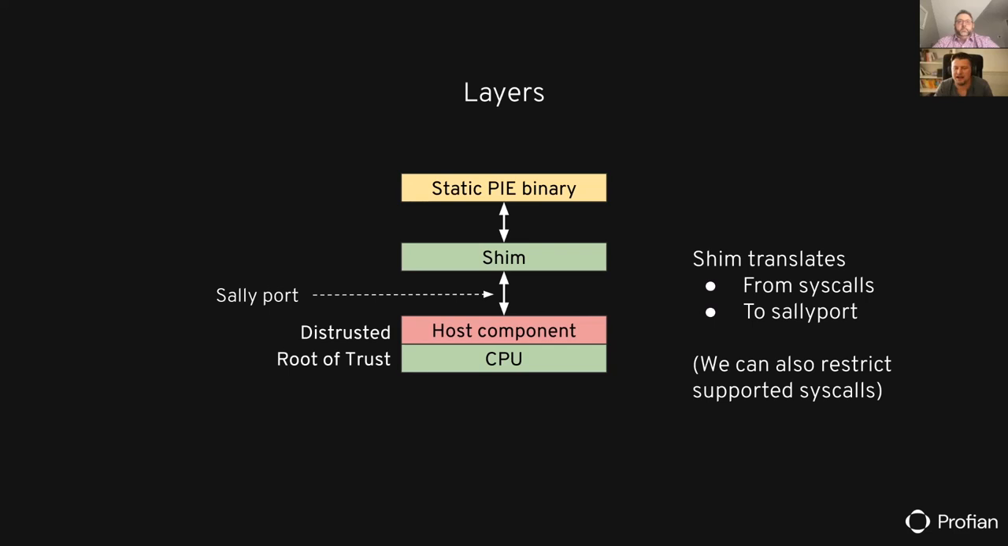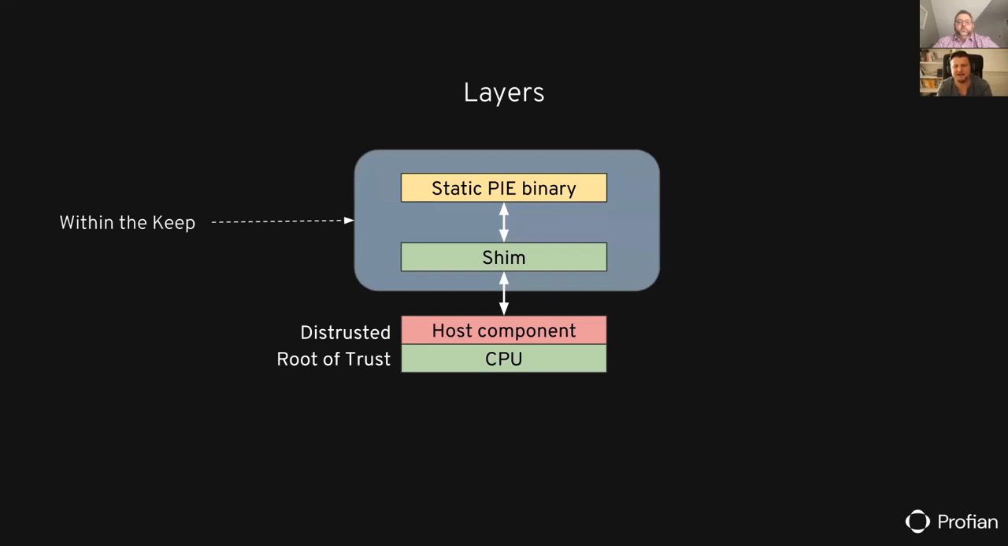And if finally it has validated the syscall, it will execute the syscall on behalf of the shim in the host. The data is then transported back. The result is transported back over the Sally port, back to the shim, and also validated, then back to the static PI binary.